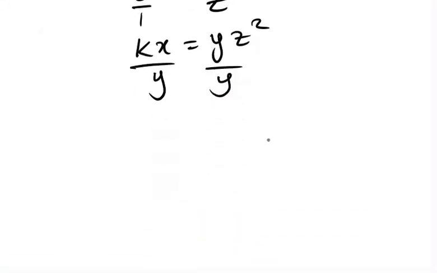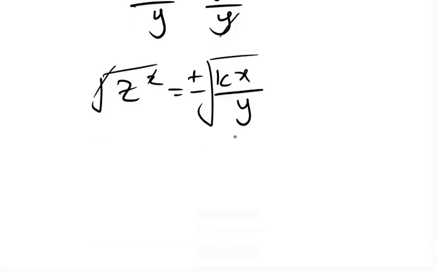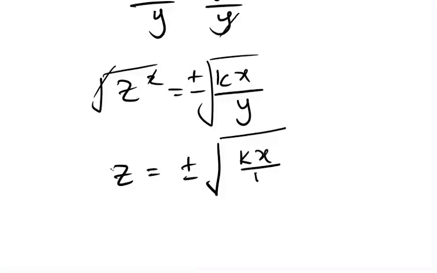Okay, so this and this will cancel. z squared equals kx over y. So how do we remove the square? We take a square root. So when you take a square root, you add the plus or minus. That's how we do that. So this and this you cancel out. Meaning z is equal to plus or minus square root of kx over y.